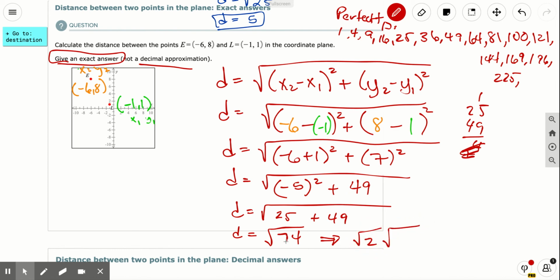2 times what is equal to 74? Is that right? 37? Okay, guess what? I guess we're not breaking it up. Maybe we're not breaking it up this time because you can't break this up. 2 is prime and 37 is prime. There's nothing we can do. So guess what? This is the final answer. You have to just leave it as the square root of 74. Okay?